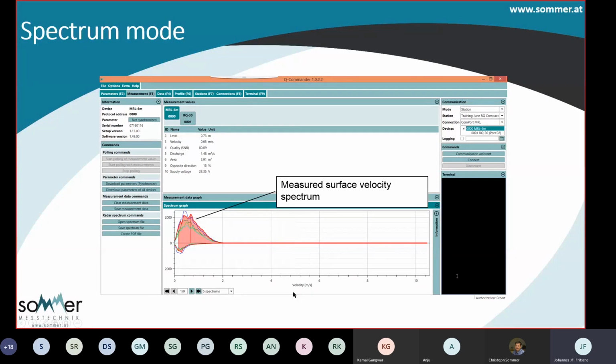You see on the x-axis the velocity in meters per second, and on the y-axis the intensity of the signal you receive from the velocity sensor. In a good measurement, it usually shows a peak like this, either in the positive direction, upwards, or in the negative direction, depending on which flow direction you have installed your instrument. The shape of the peak will give you the information about how good your flow velocity measurement is.